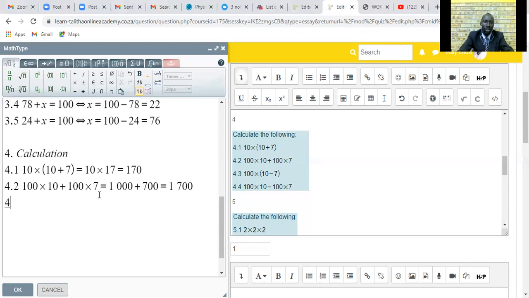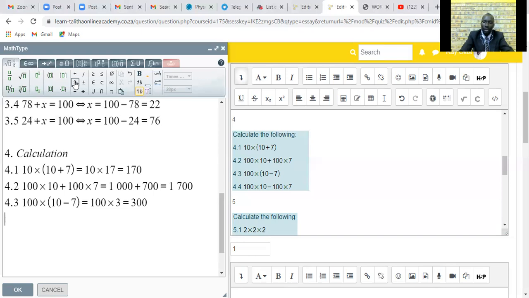Then for the next question, which is 4.3, what we are required to do is calculate 100 times (10 minus 7). So how do we deal with this? Well, the easiest way is first to handle the bracket. So we are going to have 100 times 3, because 10 minus 7 is 3. And that should give us a value of 300.